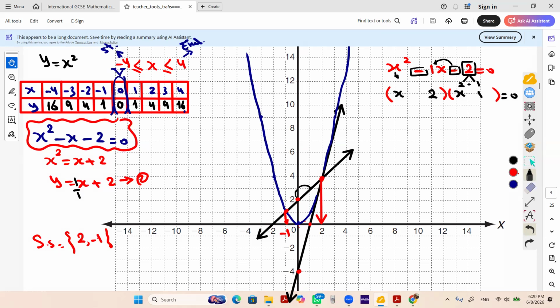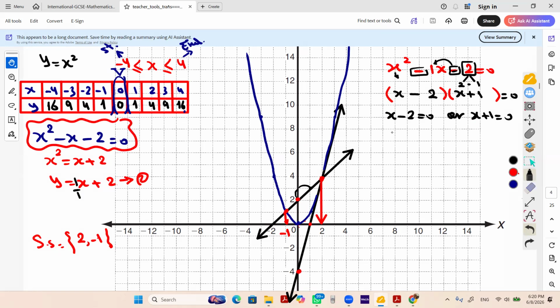What about the sign? When the third term, which is 2, is negative, the two signs in the brackets are different. The bigger one, which is 2, takes the sign of the second term. So this is negative and this is positive. Now we have two factors whose product equals 0. This means that either x minus 2 equals 0 or x plus 1 equals 0.